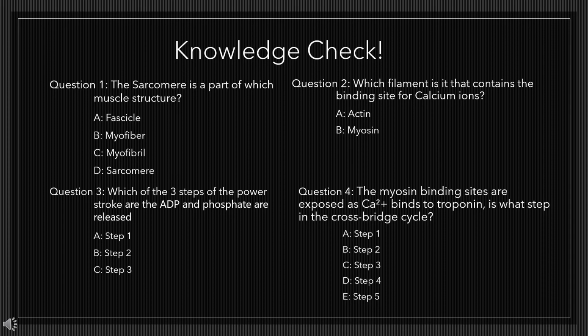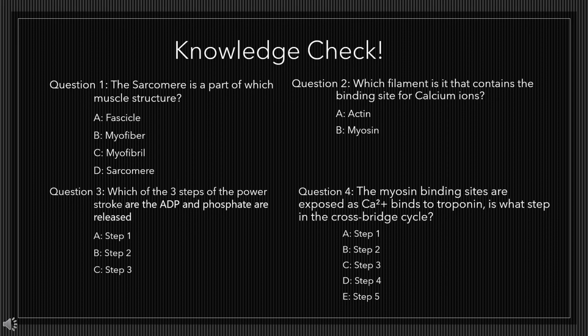Question 2. Which filament is it that contains the binding site for calcium ions? Is it A, actin, or B, myosin? Question 3. Which of the 3 steps of the power stroke are the ADP, adenosine diphosphate, and the inorganic phosphate released? Is that step 1, A, B, step 2, or C, step 3?